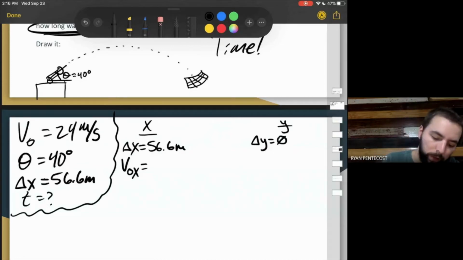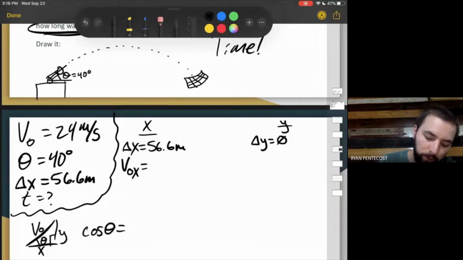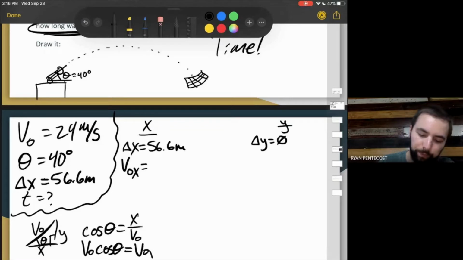And I'll do that triangle again real quick as a refresher, right? So if this is V naught, that's your X and your Y, and here is your theta. Cosine theta is adjacent over hypotenuse, which would give you the X over V naught. So if you want that X component, you would multiply your V naught over to the other side, right? So this would be 24 cosine of 40.